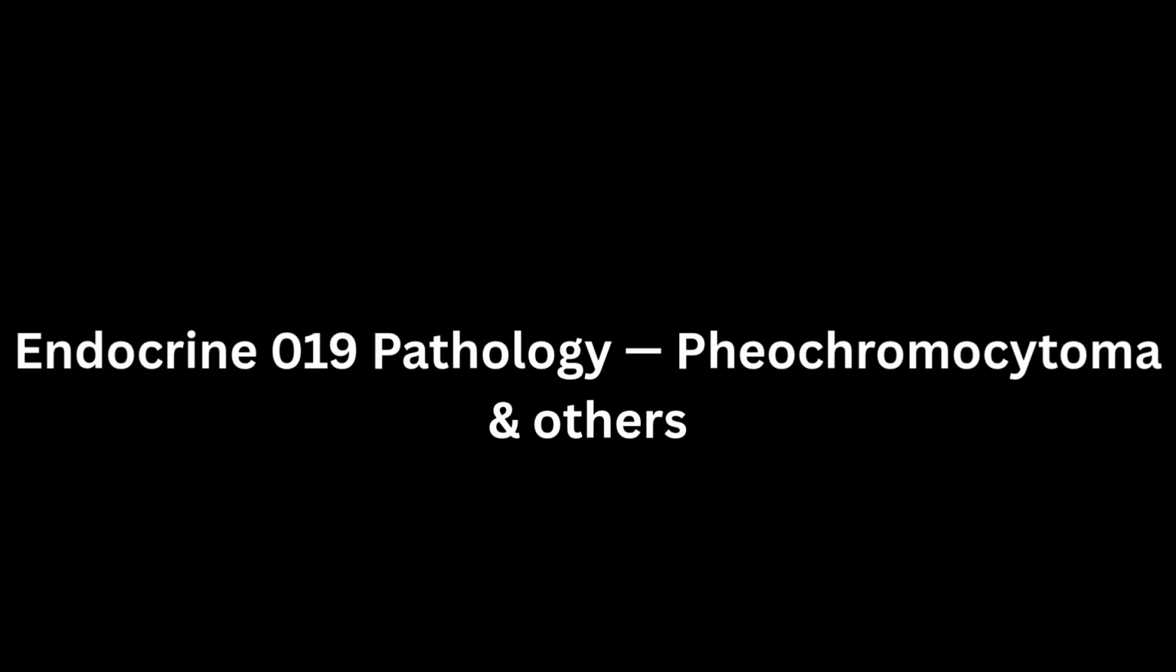Endocrine pathology: hyperaldosteronism, neuroblastoma, and pheochromocytoma. These don't really fit in with each other, but we're just going to start off with hyperaldosteronism. Relatively easy. It's in the name. You have an increase in aldosterone, okay?